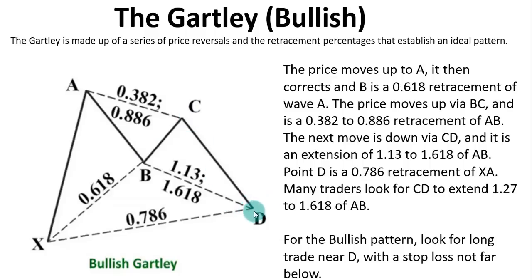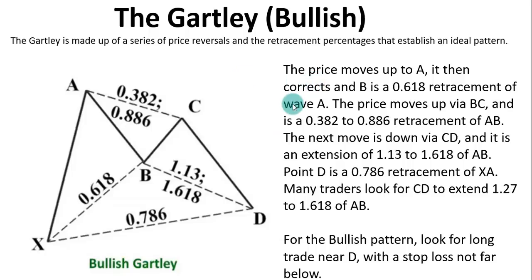What this bullish pattern is telling us is it's time to go long. So for a bullish pattern, look for a long trade near D with a stop not far below. If you go long from here, you put your stop right below D and you expect price to go up and probably hit the B level, C level, and probably the A level. So you have TP1, TP2, TP3.